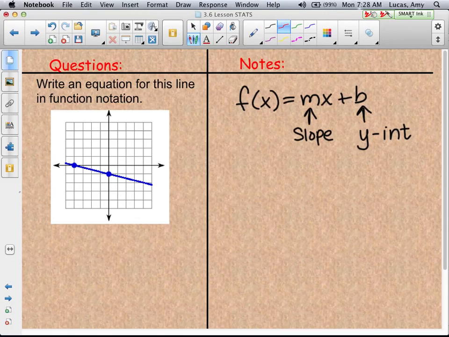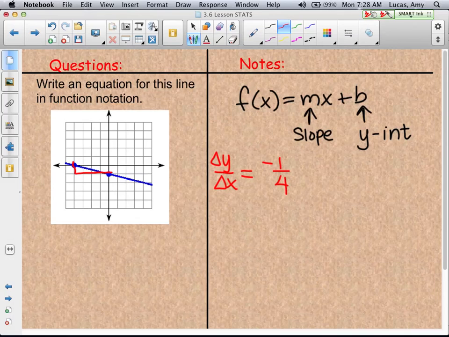So start at the point on the left, go to the one on the right. So change in Y over the change in X. I'm going to have to go down 1 and then over 4, it looks like. Down 1, over 4. So negative 1/4 is my slope.